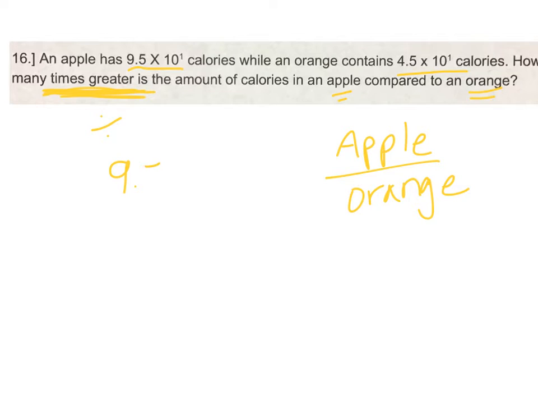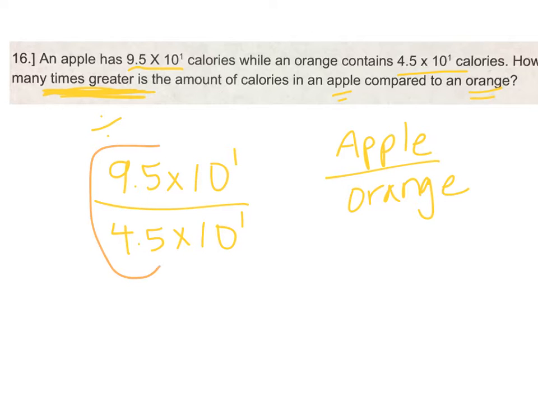So 9.5 times 10 to the first and 4.5 times 10 to the first. And when we divide, we can use our exponent properties. Okay, so we can do regular division with our coefficients. 9.5 divided by 4.5. So I'm going to put that in my calc. And that is approximately 2.1, and that 1's going to keep going. So we can just put a repeating symbol there.